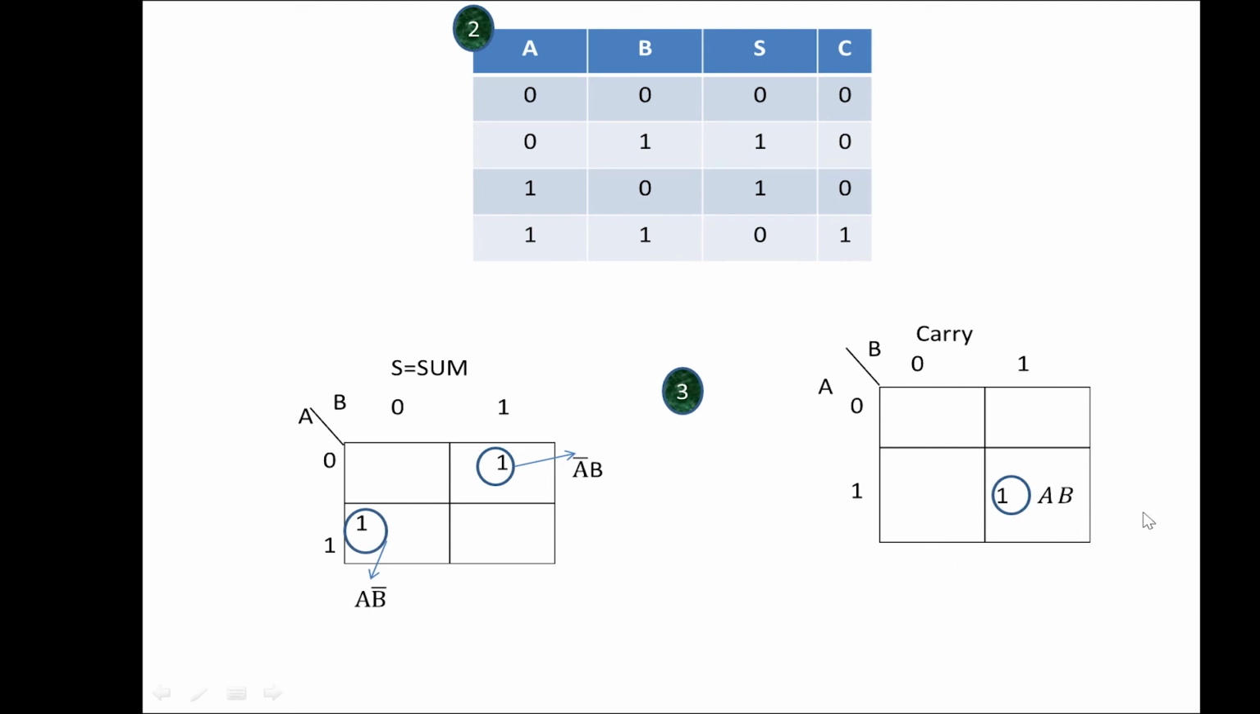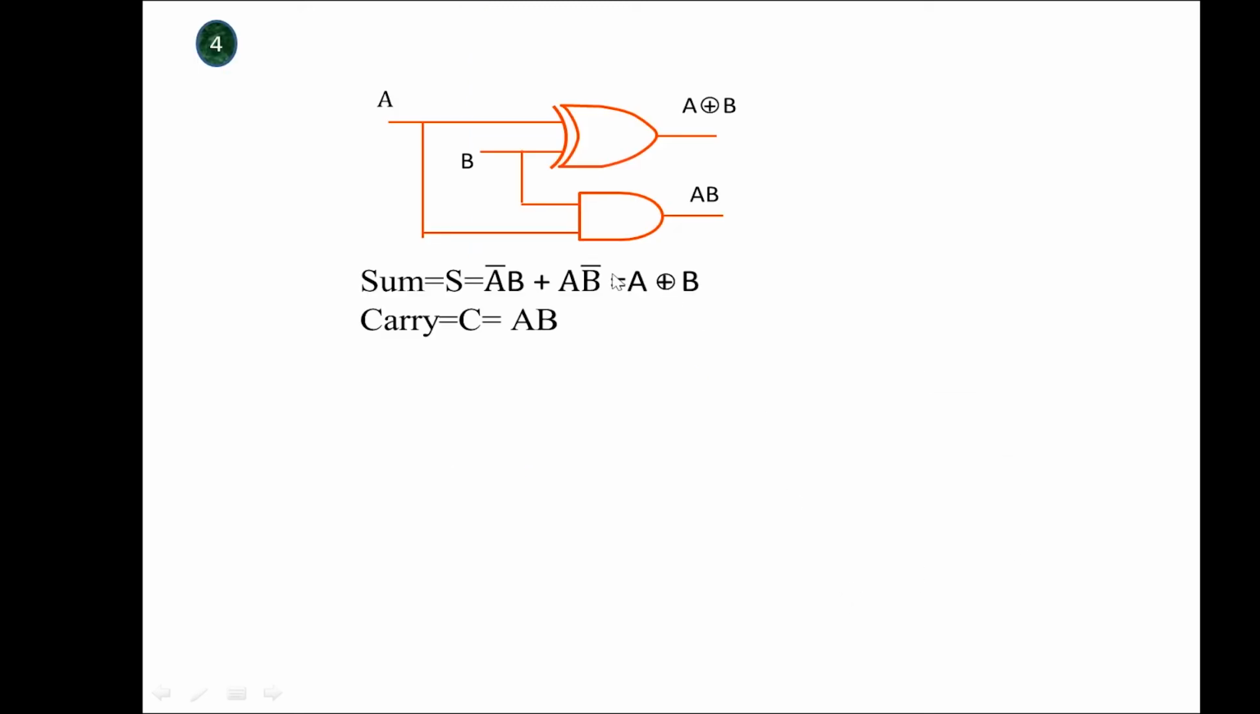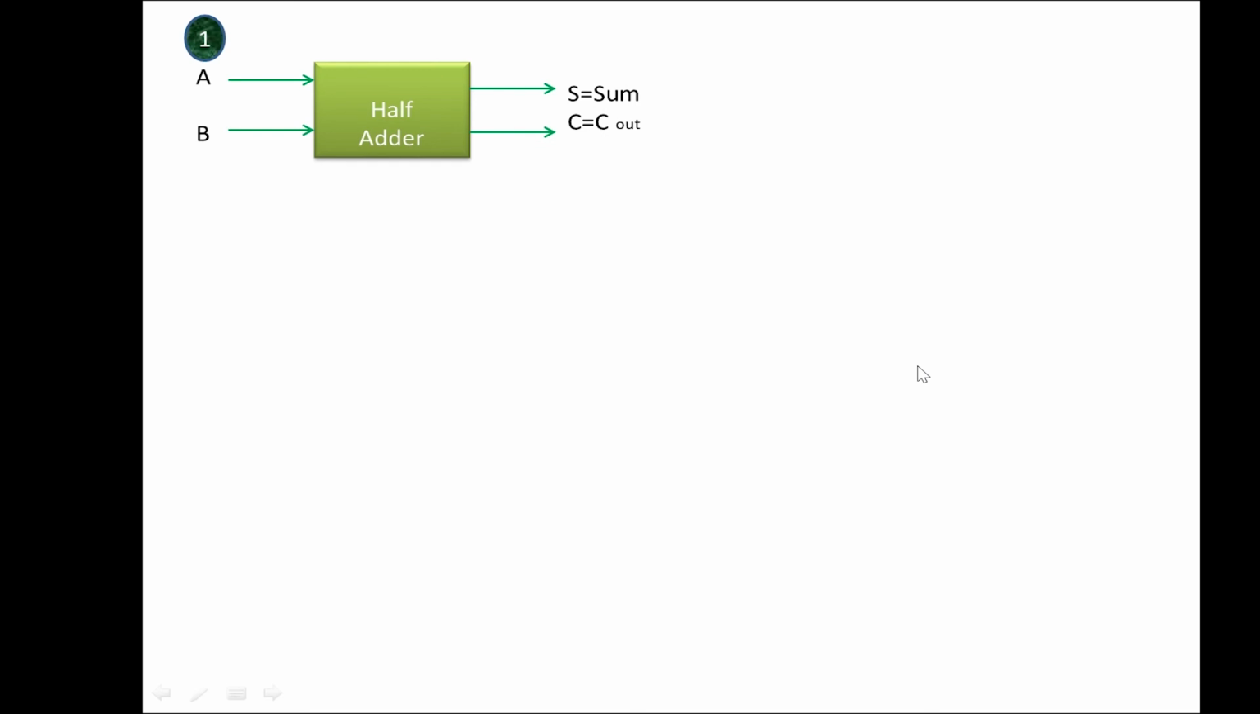After writing these minimized Boolean expressions, how to draw the circuit diagram by using these logical expressions, that is A bar B plus A B bar. This is A exclusive OR B, and for the carry output it is A B, that is the AND gate. By using the exclusive OR gate we can realize the sum output, and by using the AND gate we can realize the carry output. That is the half-adder combinational logic circuit.